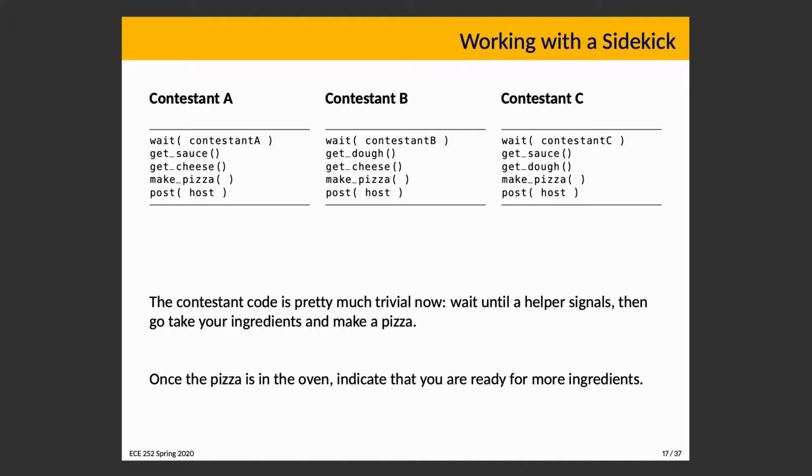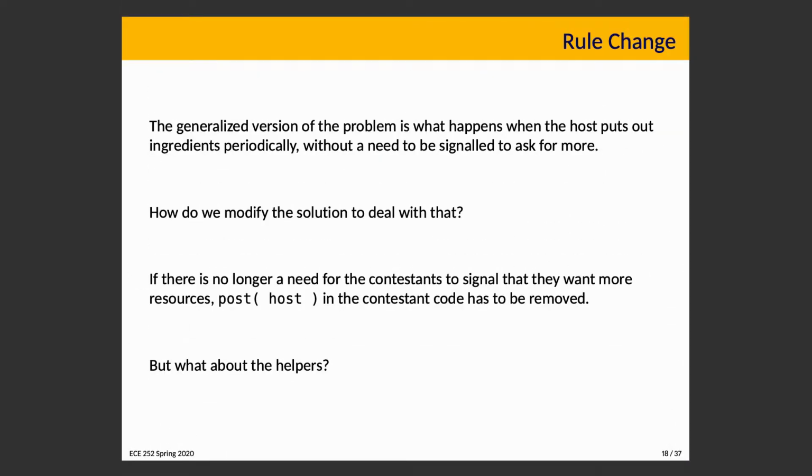But maybe you could make an argument, and I would even probably buy your argument, that this situation isn't super realistic, that we're faced with something that isn't so plausible. I mean, maybe, but maybe not. Okay, so maybe a general version of the problem makes it a little bit better. The general version of the problem changes the rules about what the host does. In the general version, the host puts out ingredients periodically without being signaled to ask for more. So now the host just every so often puts ingredients on the table as they become available.